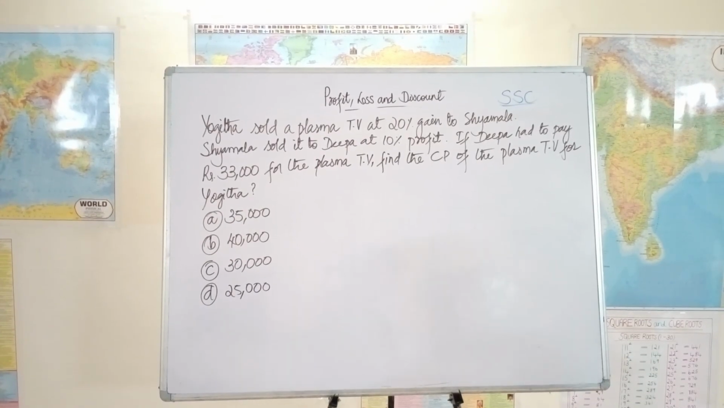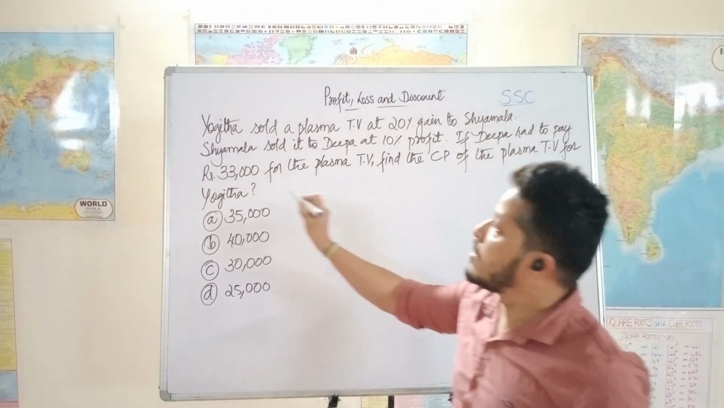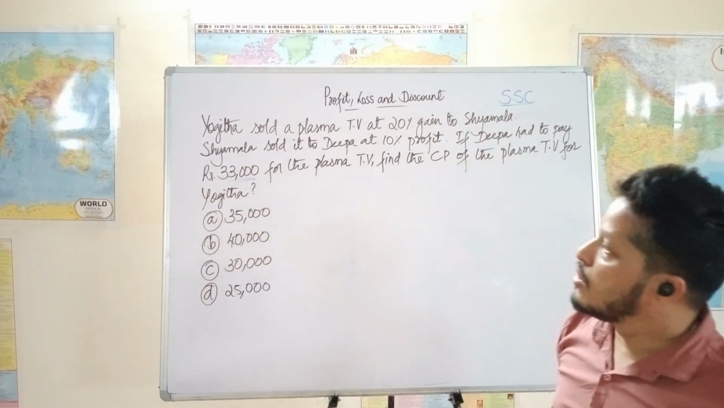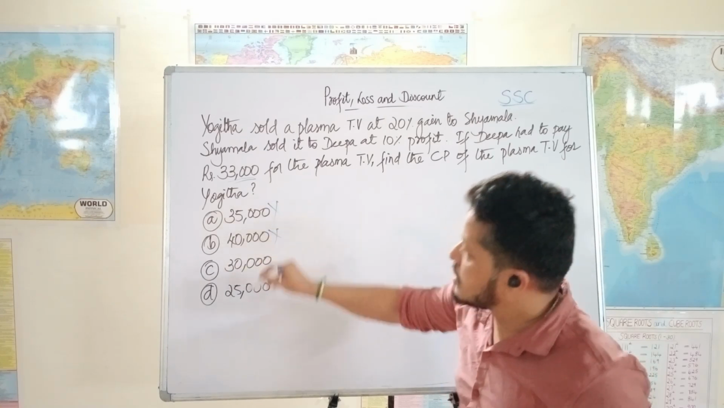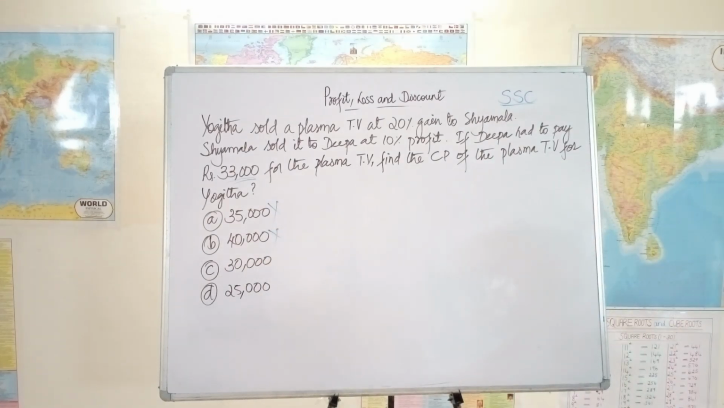Okay, we have another SSC question. Yogitha sold a plasma TV at 20% gain to Shyamala, and Shyamala sold it to Deepa at 10% profit. If Deepa had to pay rupees 33,000 for the plasma TV, find the CP of the plasma TV for Yogitha. So Yogitha purchased first for some price that we need to find. She sold it to Shyamala at 20% gain, and Shyamala sold it to Deepa at 10% gain. So the final price that was sold at was 33,000. So obviously this cannot be the answer. Then you can eliminate two wrong answers. Now let's find the right one.